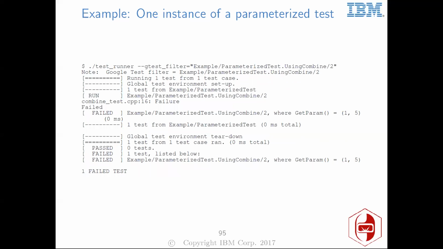This is also very powerful when you use parameterized tests, because you can specify the complete name of one instance of a parameterized test. Notice that I do have that /2 at the end, meaning it's going to execute only the third instance of a test. Once again, Google Test reminds us of the thing we just typed into the terminal. And we indeed only execute the one test case we specified. So this makes debugging usually much faster.